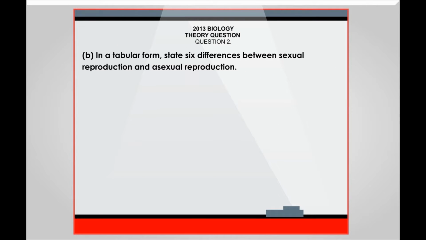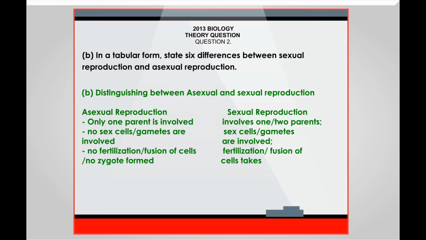Question 2. In a tabular form, state 6 differences between sexual reproduction and asexual reproduction. Distinguishing between asexual and sexual reproduction can best be achieved using a tabular form. Under asexual reproduction, only one parent is involved. Sexual reproduction involves 1 or 2 parents. Asexual reproduction, no sex cells, gametes are involved. Sexual reproduction, sex cells, gametes are involved. Asexual reproduction, no fertilization, no fusion of cells, no zygotes formed. Sexual reproduction, fertilization, fusion of cells, zygote formed.